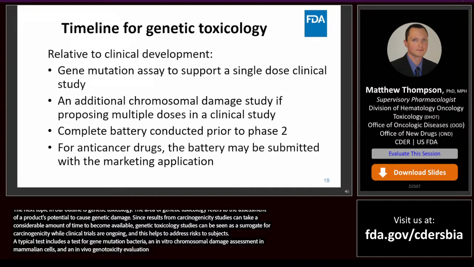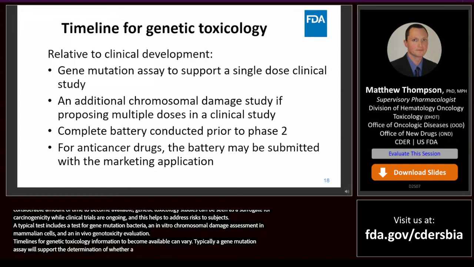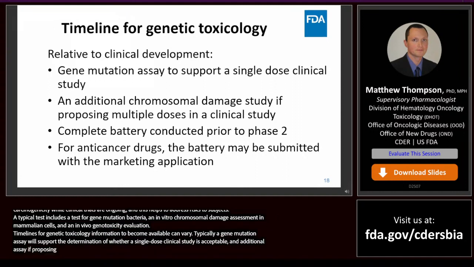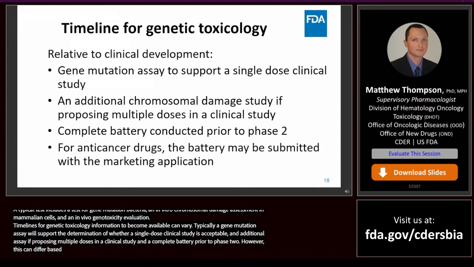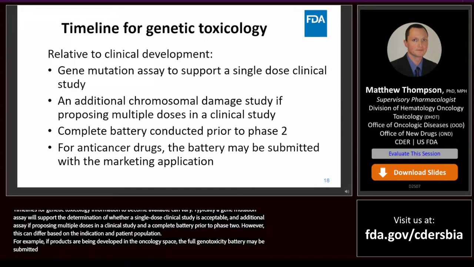Timelines for genetic toxicology information to become available can vary. Typically, a gene mutation assay will support the determination of whether a single dose clinical study is acceptable. An additional in vitro chromosomal damage assay if proposing multiple doses in a clinical study, and a complete battery prior to phase 2. However, this can differ based on the indication and patient population. For example, if products are being developed in the oncology space, the full genotoxicity battery may be submitted with the marketing application.